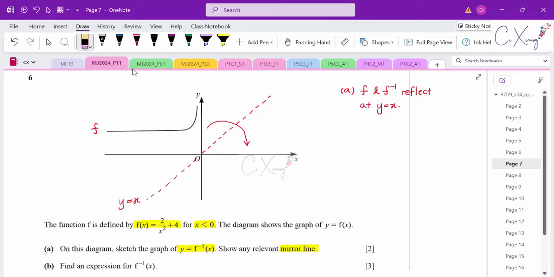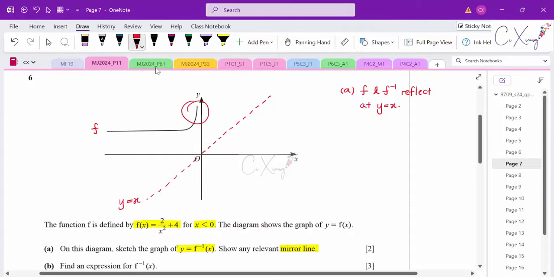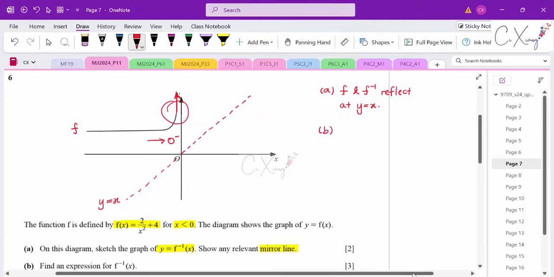Okay, so I know that the mirror is y equals x. Next, I look at the values here. When x is getting closer and closer to 0 from the negative part, you can see that your y is going up. When x gets closer to the y-axis, the value of y is getting larger. So to make a small conclusion for my function f, if x is getting closer and closer to 0 from the negative part, y basically becomes positive infinity. So that's the first thing.